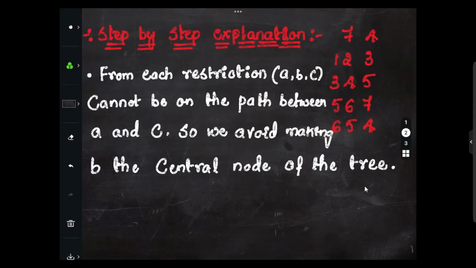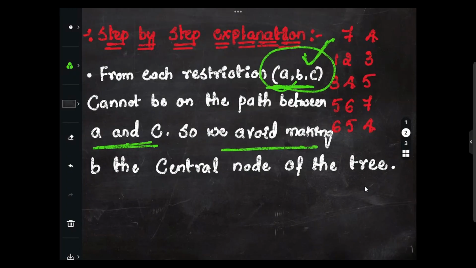So let me come here. Let's move on with the step-by-step explanation here. For each restriction a, b, c, B cannot be on the path between A and C. This one we have already discussed. This itself we have to find, right? So for each restriction A, B, C, B cannot be on the path between A and C.